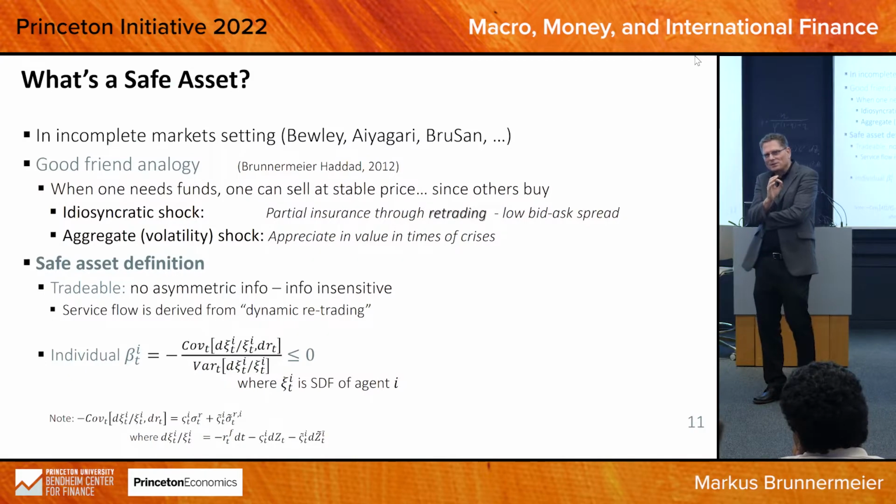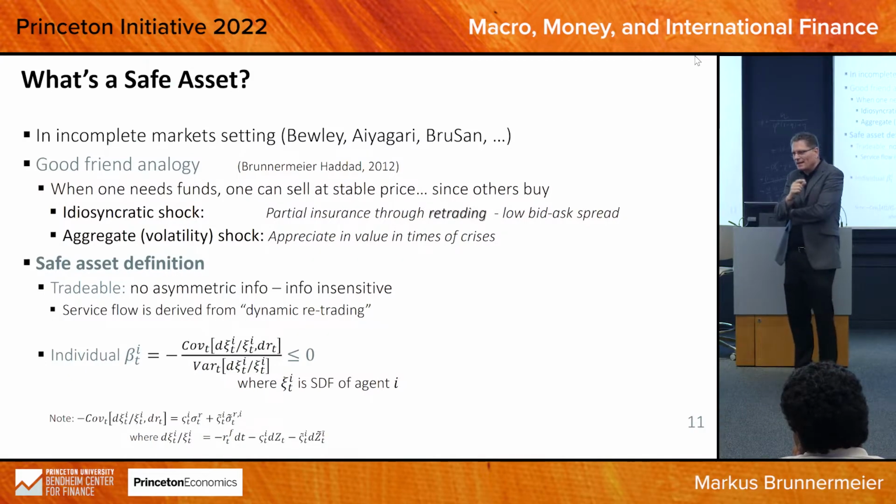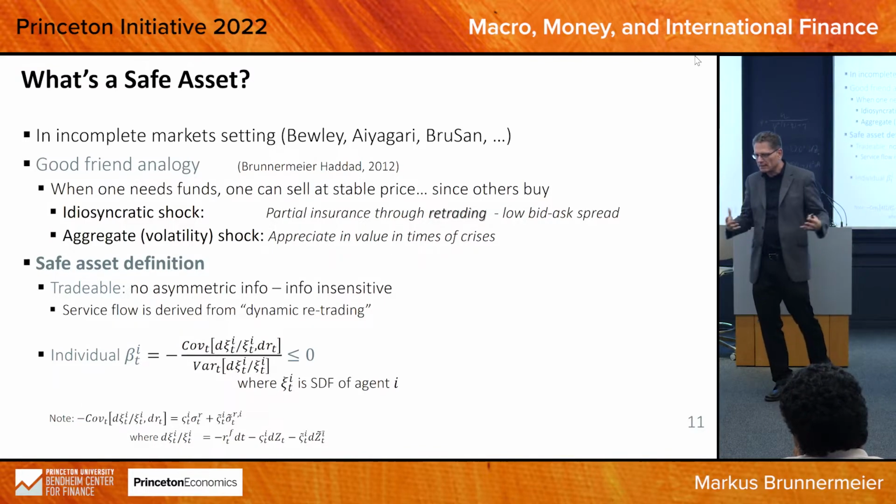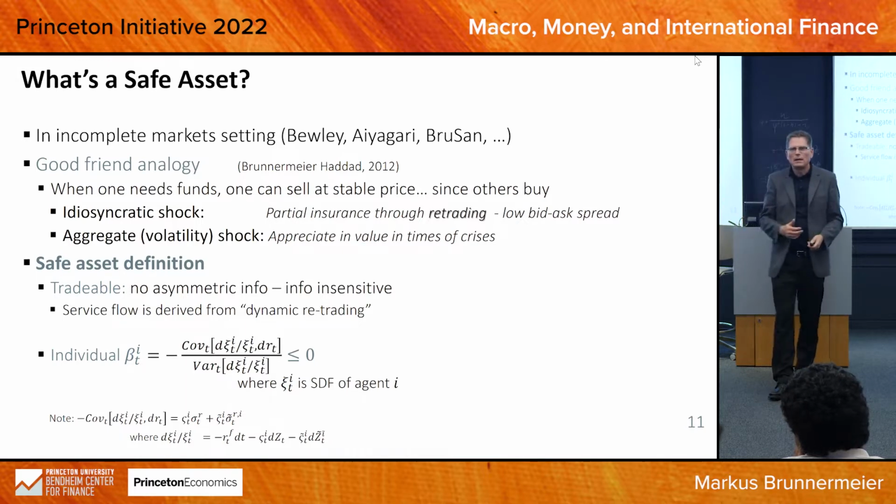So again, what's a safe asset? A safe asset in our setting will be something, as Sebastian said, which gains value in bad times, because it's more useful. I do more precautionary savings when there's a lot of risk around. And when you go into a recession, there will be more risk around.